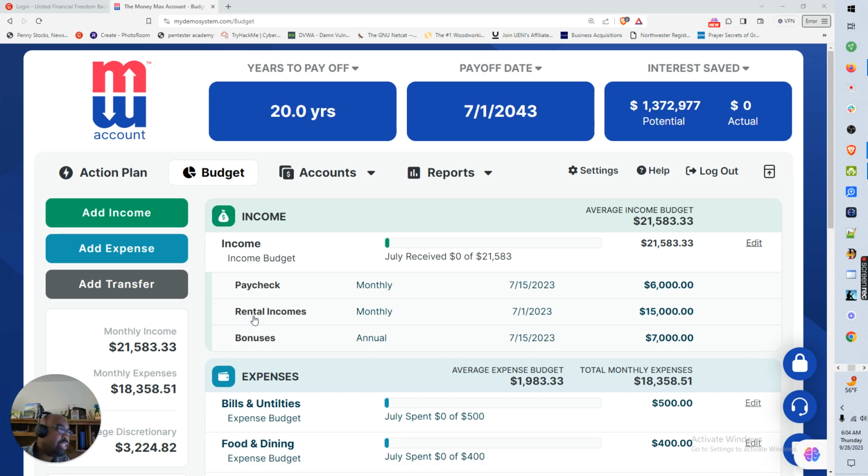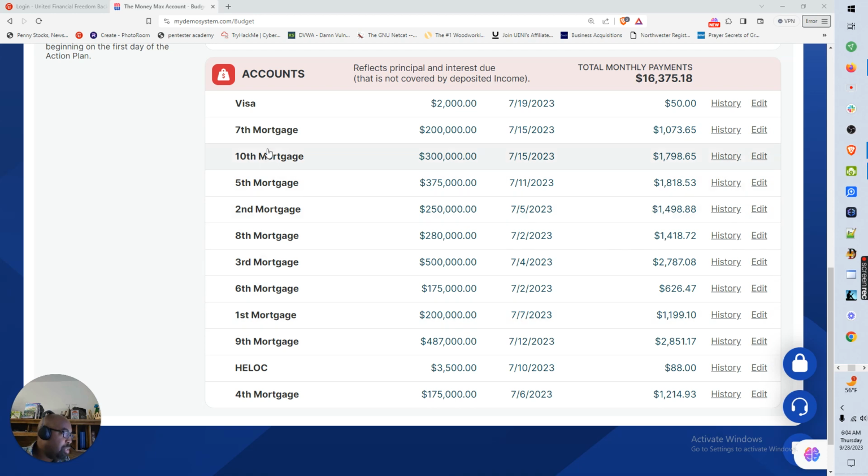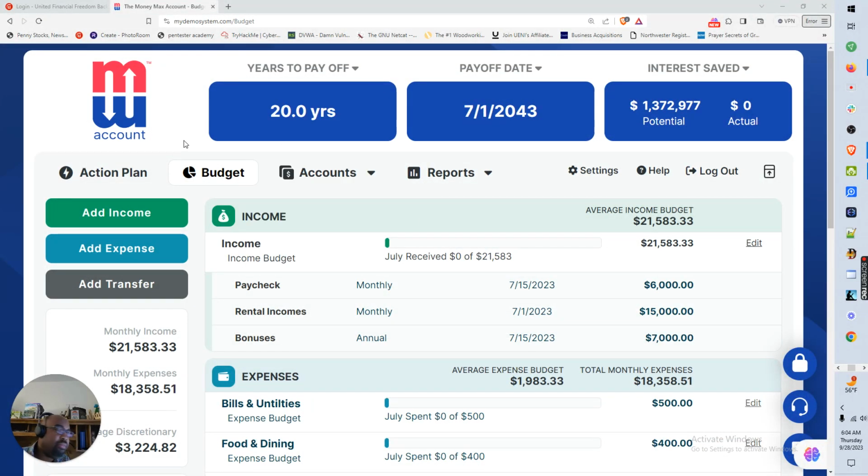I want you to take a look at this one more time. Look at how much property. Look at how many properties this couple has, John and Rebecca. This can be you, okay? And look at when they're going to pay it off. 20 years. Okay? They already have a debt-free date. And that's July 1st, 2043.